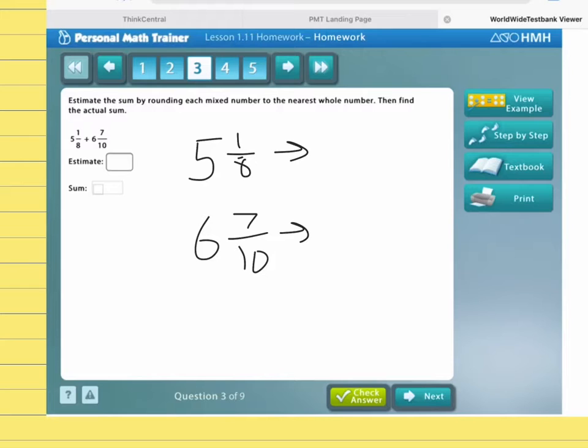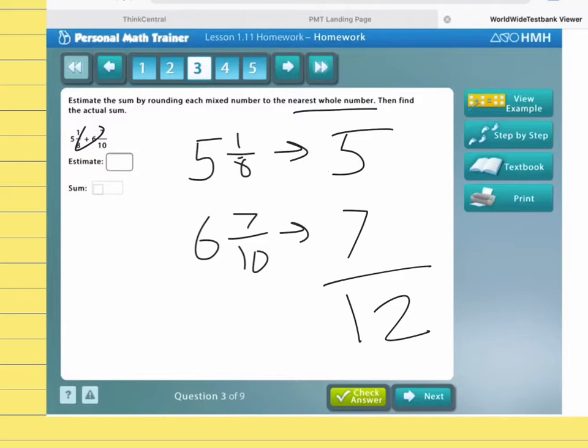Problem number 3 asks us to use estimation to round the numbers and then find the actual sum. So 5 and 1/8 is going to round down to 5 because 1/8 is closer to 0 than it is to 1. And 6 and 7/10 is going to round up to 7 because that's the closest whole number. They're asking us to round to a whole number, not a benchmark. So 5 and 7. Our estimated answer, since it's addition, make sure you check the operation, should be near 12.